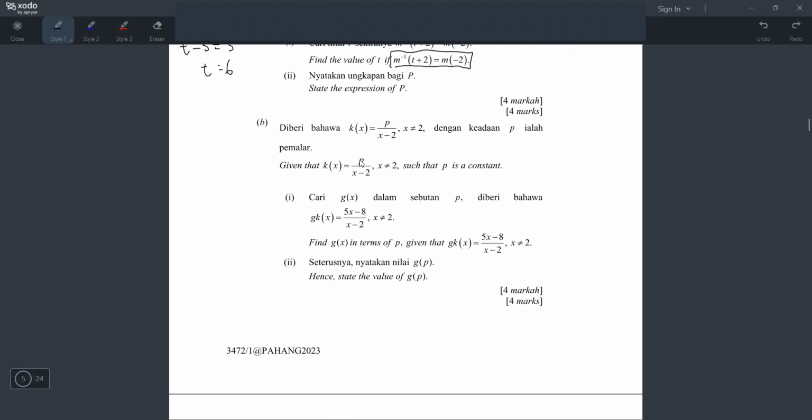Given that k(x) equals p over x minus 2, x cannot equal 2. This is the undefined case for this function. Why is there an undefined case? Because when x is 2, the denominator will be 0. When 2 minus 2 is 0, you will get a math error.